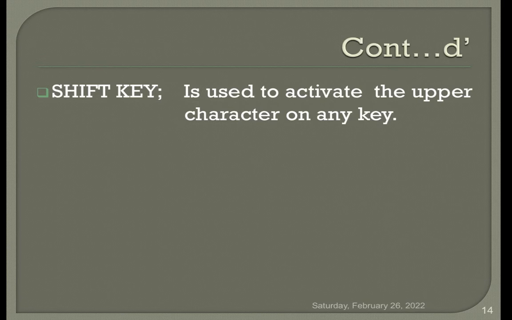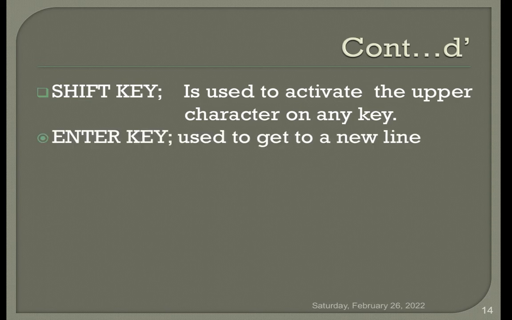So, activating the upper characters. For example, on the keys 5, 6, 7, 8, 9: on 5 you can see there is a percentage sign, on 6 there is that upper arrow, we have 7 and 8 star, 9 open bracket, 0 close bracket. If you want, for example, a percentage, then you have to press Shift down and then press the button that has the character you want. So that is when we apply Shift. Then we have the Enter key.